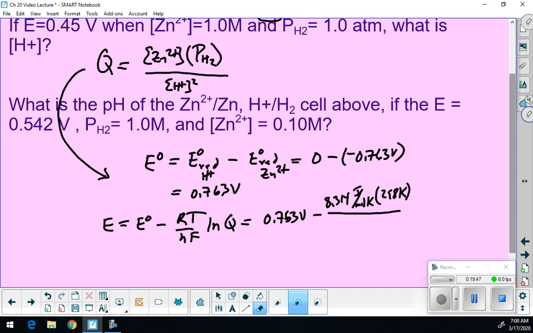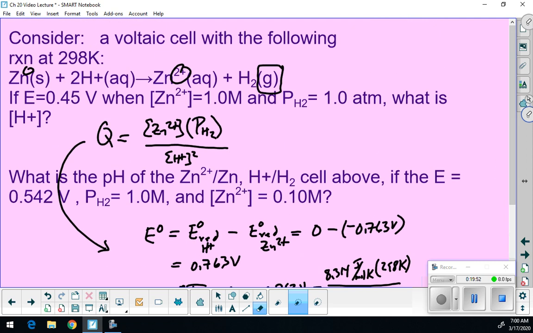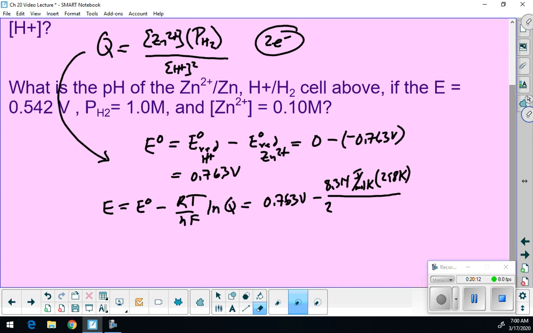Over n. Now, what's my n? I have to look at my reaction. Well, I have one zinc going from 0 to +2, and so that means I have 2 electrons transferring, right? Or I have 2 H pluses going to 0, so I have 2 plus 1s going to a 0, and that means 1 electron times 2. So yeah, it's 2 electrons that are transferred. 2 times 96485 joules per volt mole, and natural log of my Q.